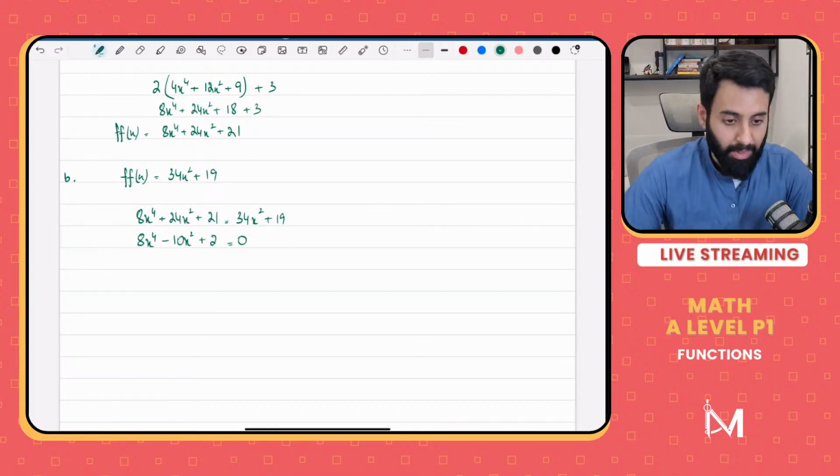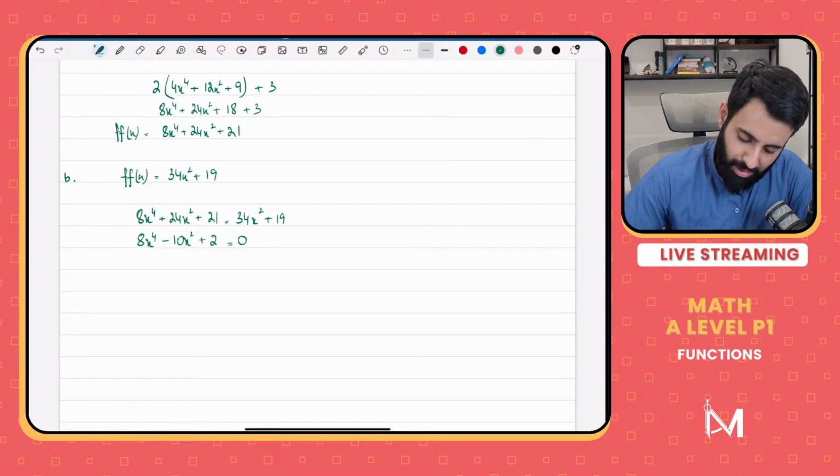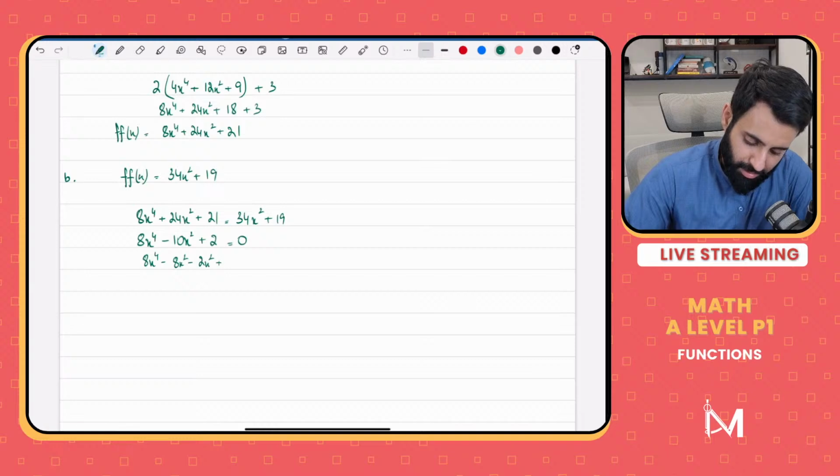So anyway, 8 times 2. Yep, that's correct. 8 times 2 is 16. So factors of 16 that give us minus 10. That's going to be minus 8 and minus 2. So minus 8x squared minus 2x squared plus 2 equals 0. You can use your calculator here also, just to be on the safe side. So we take 8x squared, and now we have x squared minus 1. Let's take minus 2 common.